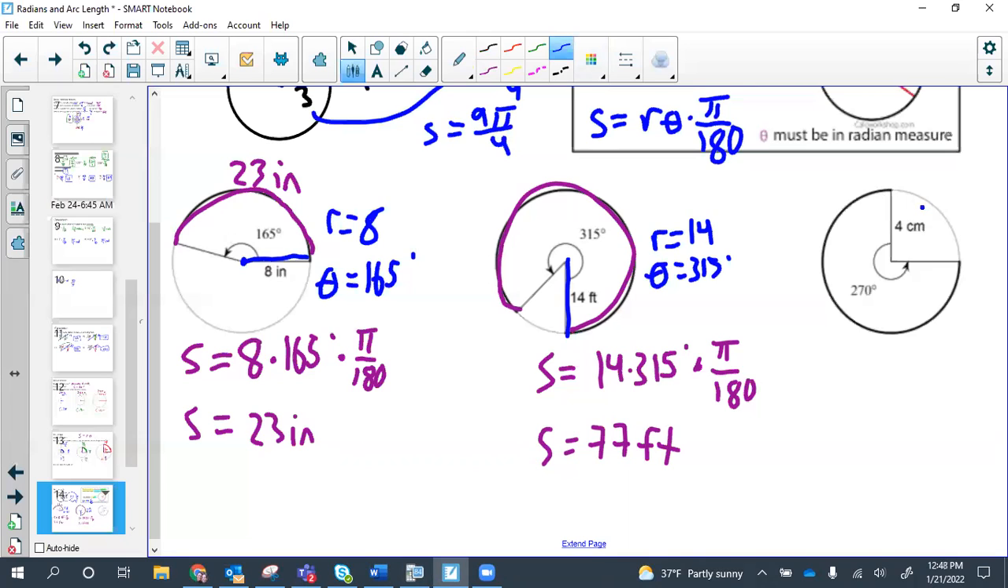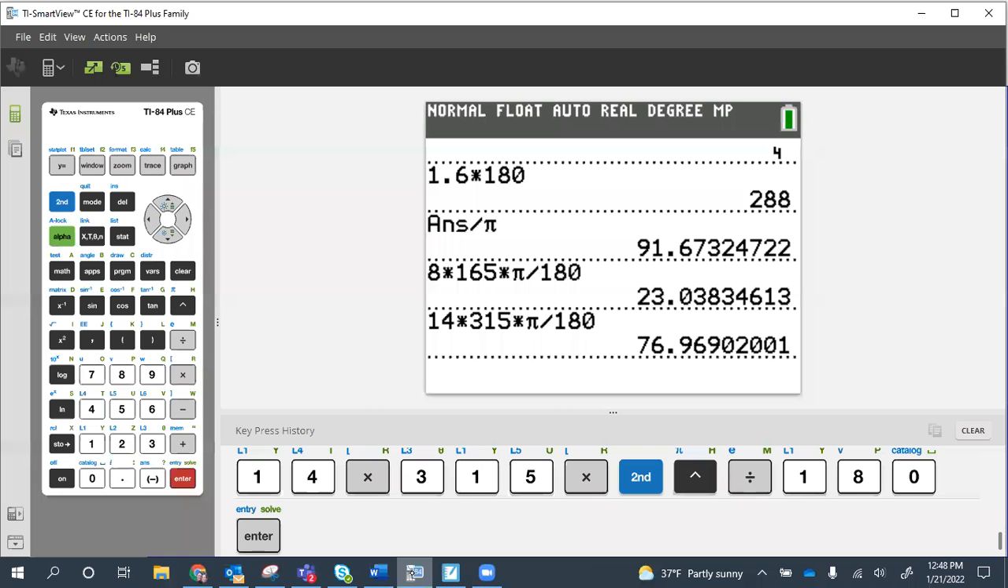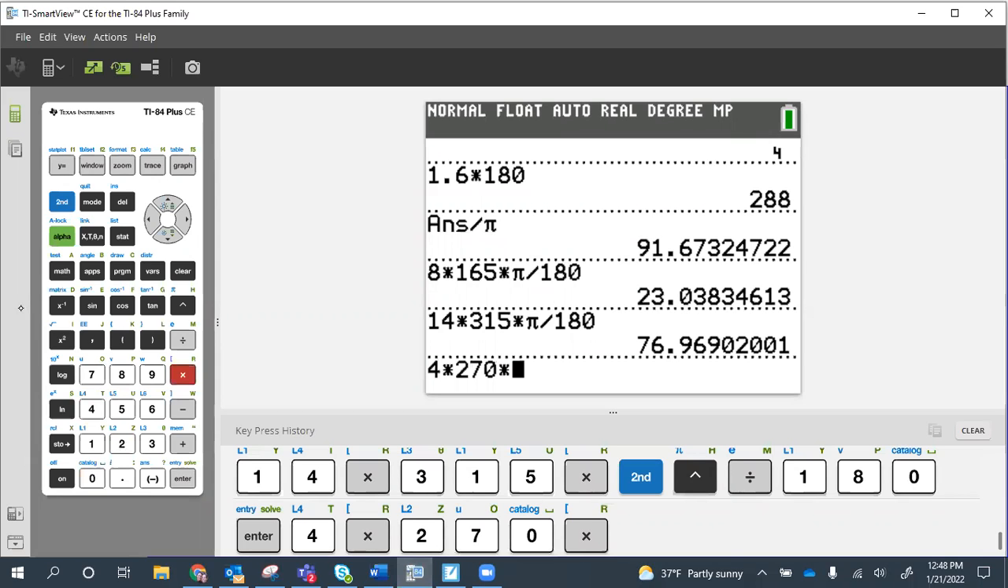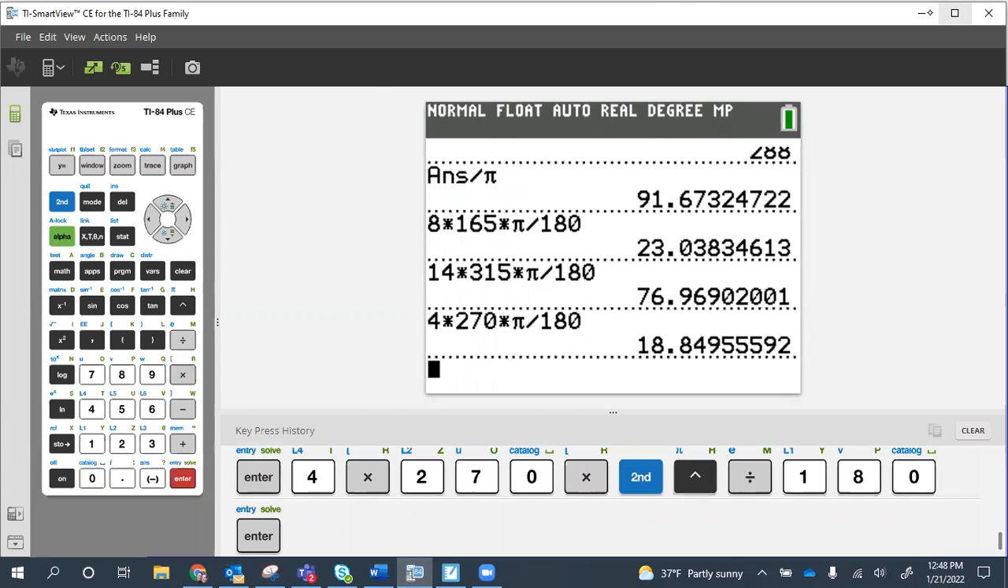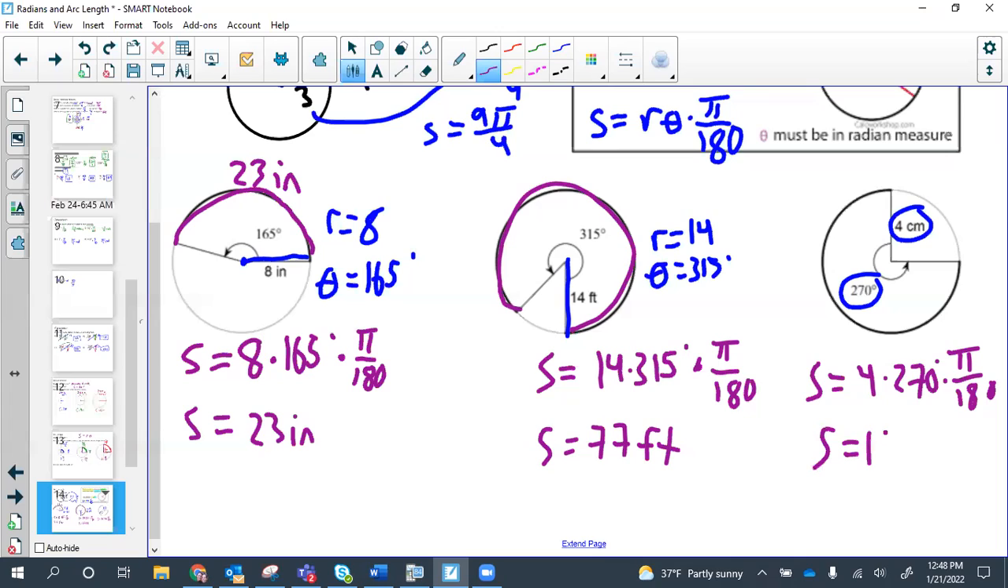Okay, last but not least, radius is 4. Theta is 270 degrees. So again, since it's in degrees, we need to convert it to radians. So we'll do 4 times 270 degrees, and then do pi over 180. And I get 18.8.